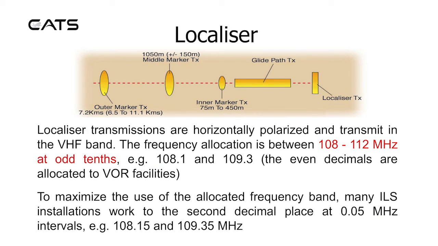The localiser for the ILS. Localiser transmissions are horizontally polarised and transmit in the VHF band. The frequency allocation is between 108 to 112 MHz at odd tenths, for example, 108.1 and 109.3. The even decimals are allocated to VOR facilities. To maximise the use of the allocated frequency band, many ILS installations work to the second decimal place at 0.05 MHz intervals, for example 108.15 and 109.35 MHz.